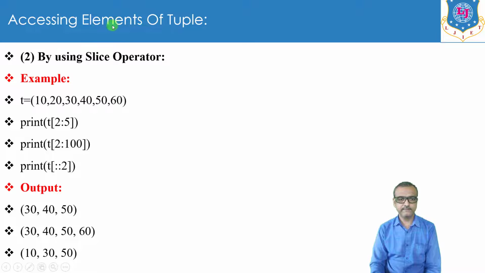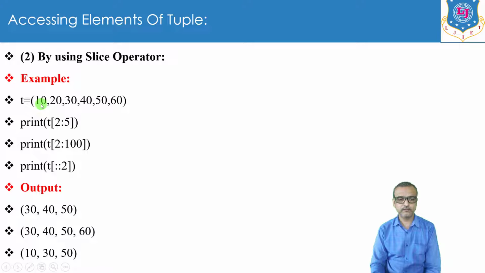Now we will see accessing elements of tuple by using slice operator. For example, we have created one tuple t, and in this tuple t we have these elements from 10 to 60. Print of t of 2 colon 5. So what will be the output of this print statement? We will be having elements from index 2 to 5 minus 1, that is 4. So we will be having elements from index 2 to 4.